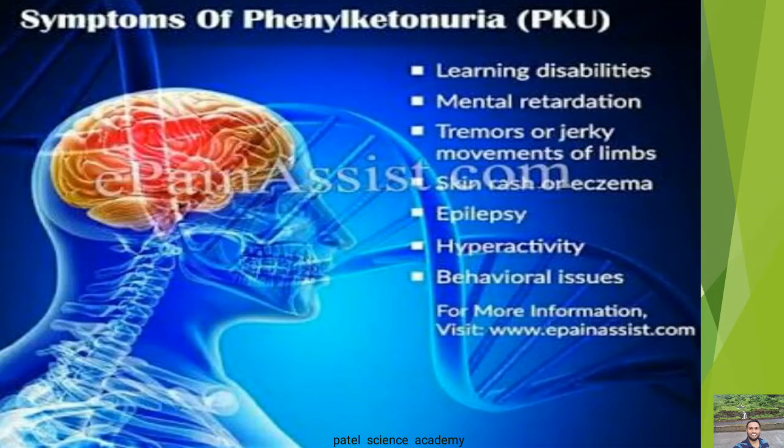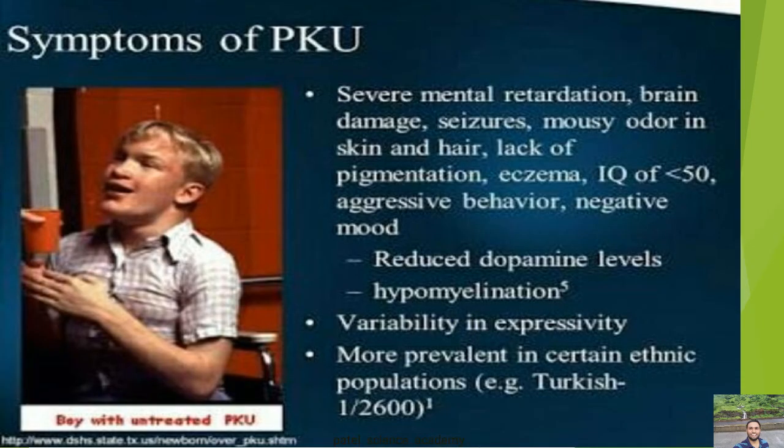The symptoms of phenylketonuria include learning disabilities, mental retardation, tremors or jerky movement of the limbs, skin rashes, that is called eczema, epilepsy, hyperactivity, behavioral issues. So these are the symptoms of PKU in the patient because of that phenylalanine.